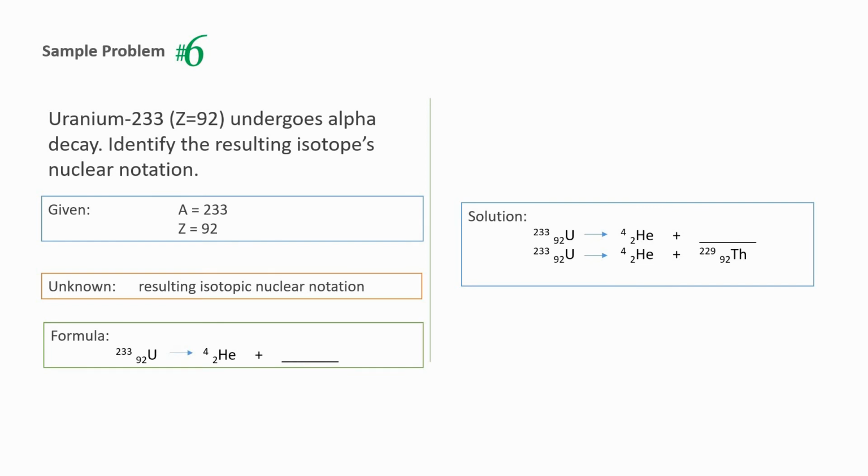Now, what is wrong about this answer? It should be 229, the resulting difference, because 233 minus 4 is 229, and then 92 minus 2 is 90. So thorium 90.